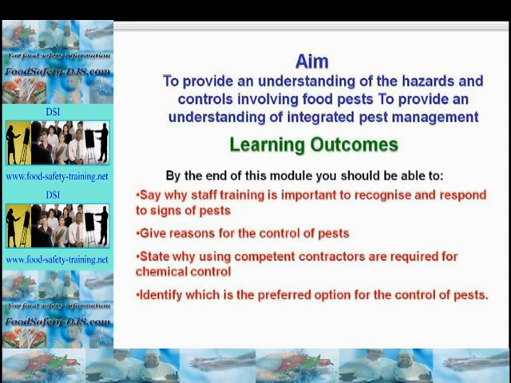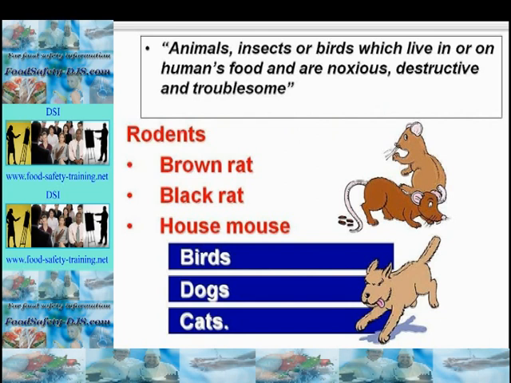Pests are defined as animals, insects or birds which live in or on humans' food and are noxious, destructive and troublesome. And these include rodents such as the brown rat, Rattus norvegicus, the black rat, Rattus rattus, and the house mouse, Mus domesticus. We mustn't forget either birds, dogs and cats, and that includes domestic birds also.